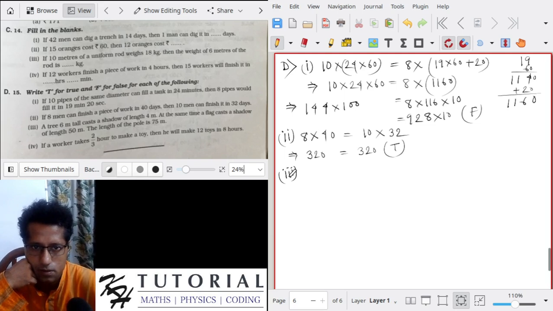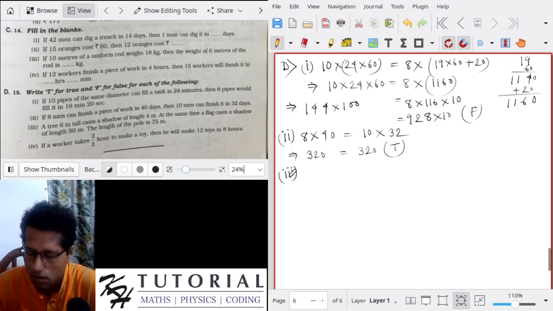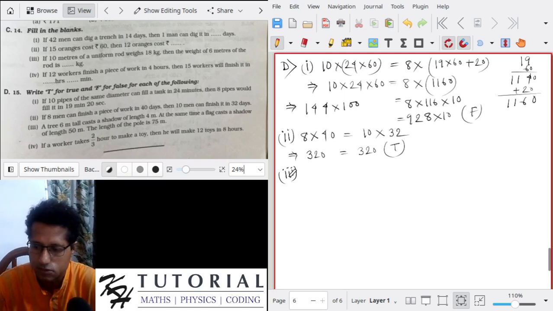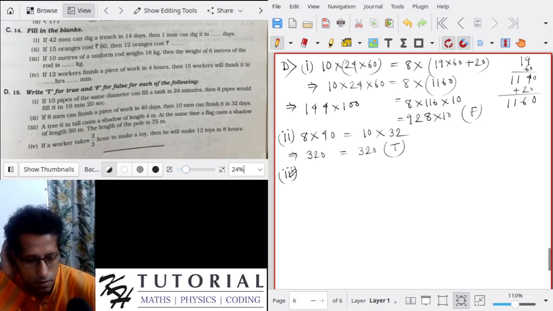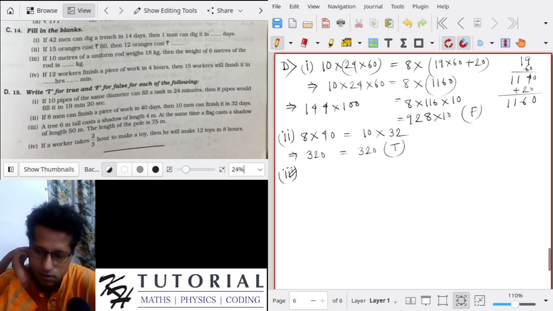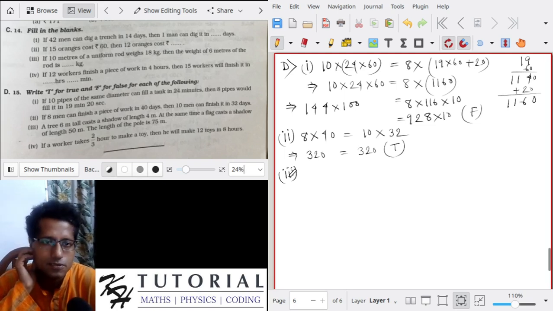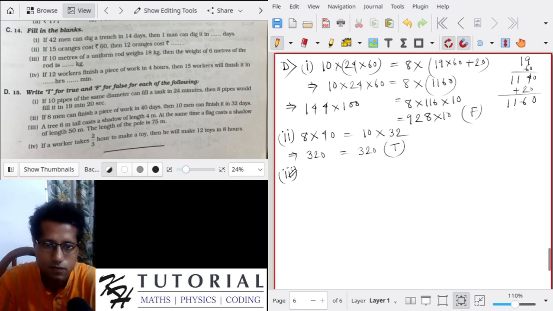So for a tree, the height is 6 meter and the shadow is 4 meter. We know that at a specific time, the ratio of the length of an object and its shadow is the same. That is, the length of an object and its shadow at a specific time vary directly, so their ratio is constant. At the same time, a flag casts a shadow of length 50 meter. Then it says that the length of the pole is 75 meter. It is given wrong. It should be the length of the flag is 75 meter.